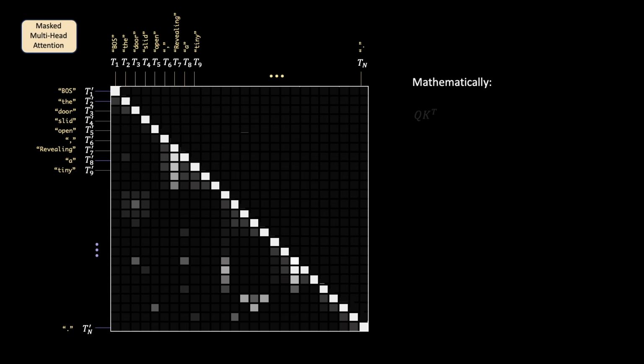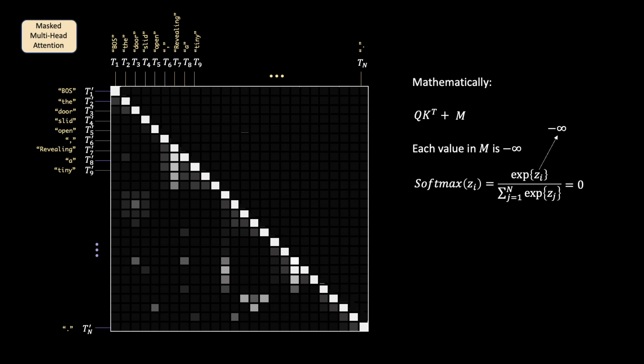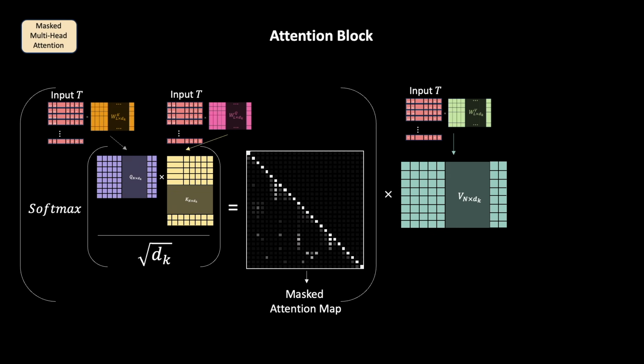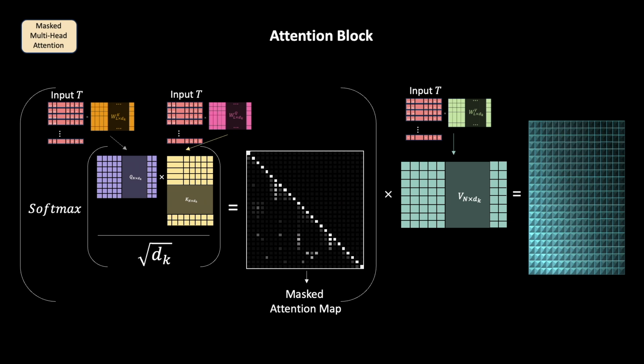Mathematically, we add a mask matrix M to the QK product before the softmax. We set the future values in M to negative infinity. When the softmax is applied, these negative infinity values become 0, effectively blocking any attention to future tokens. This causal constraint is what allows the decoder to learn how to predict the next word in a sequence properly.